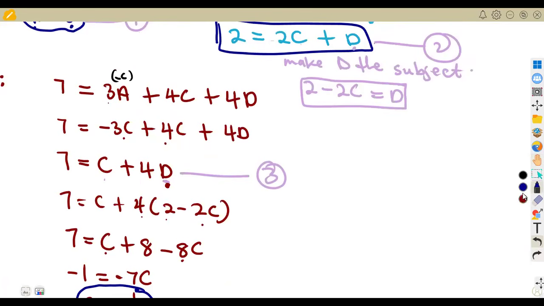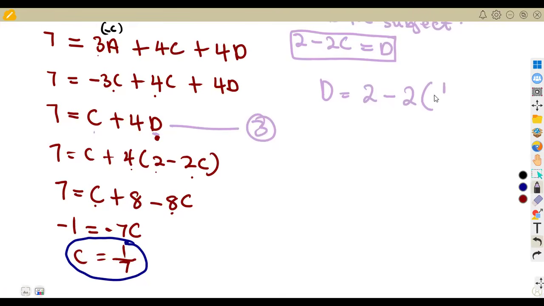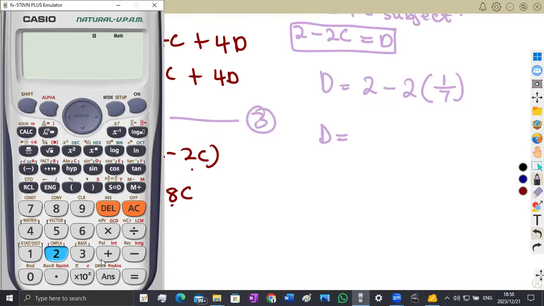We move on to find d. Remember we made d the subject and said d is equal to this part. So it means our d is equal to 2 minus 2 times c. In this case, we got our c as 1 over 7. So this is going to give us the value of d. All right, so let us see on our calculator here. We're going to have 2 minus 2 into 1 over 7. All right, so this is going to give us what? 12 over 7.